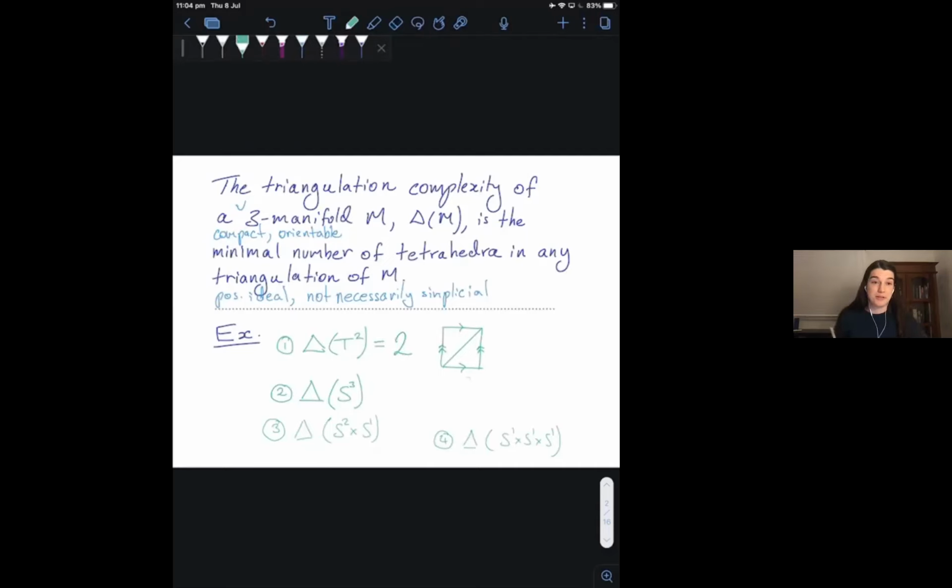Okay, but I promised you three manifolds. Let's look at another small one. So the 3-sphere. Well, similarly with the torus, it turns out we can do this in the smallest possible number of tetrahedra. So that's going to be 1. And so all I need to do for you is give you an example of this. So what's that going to be?